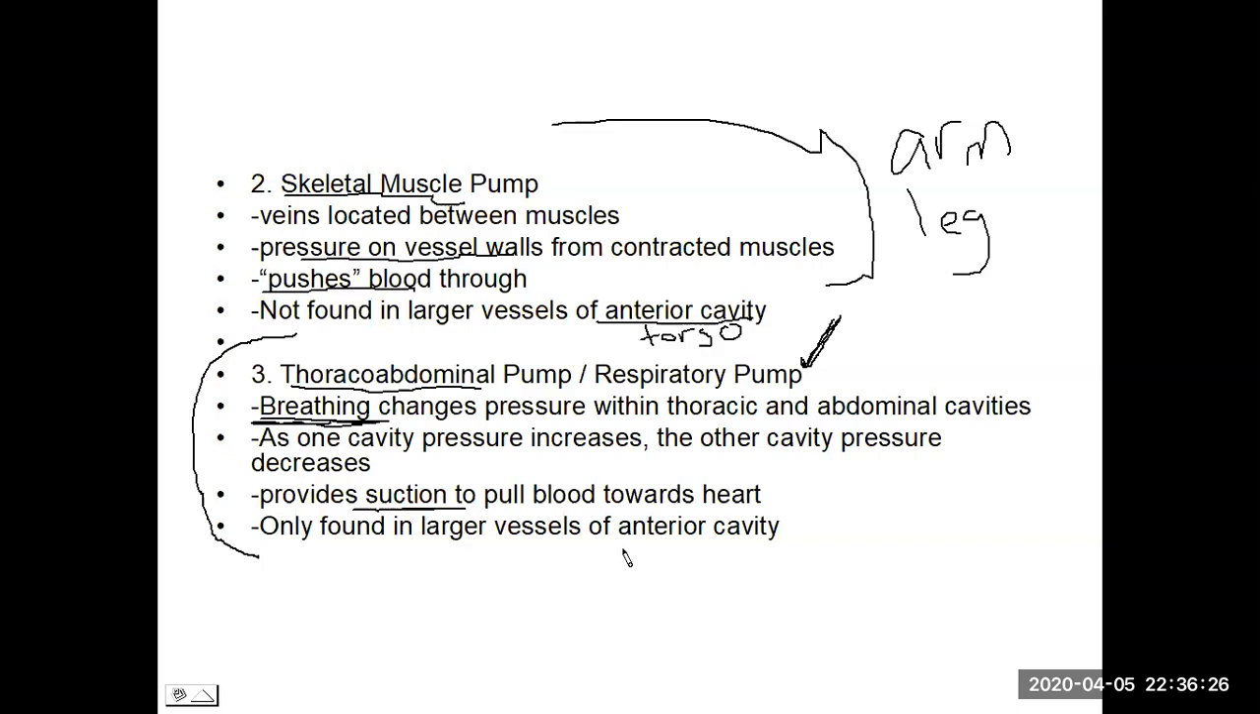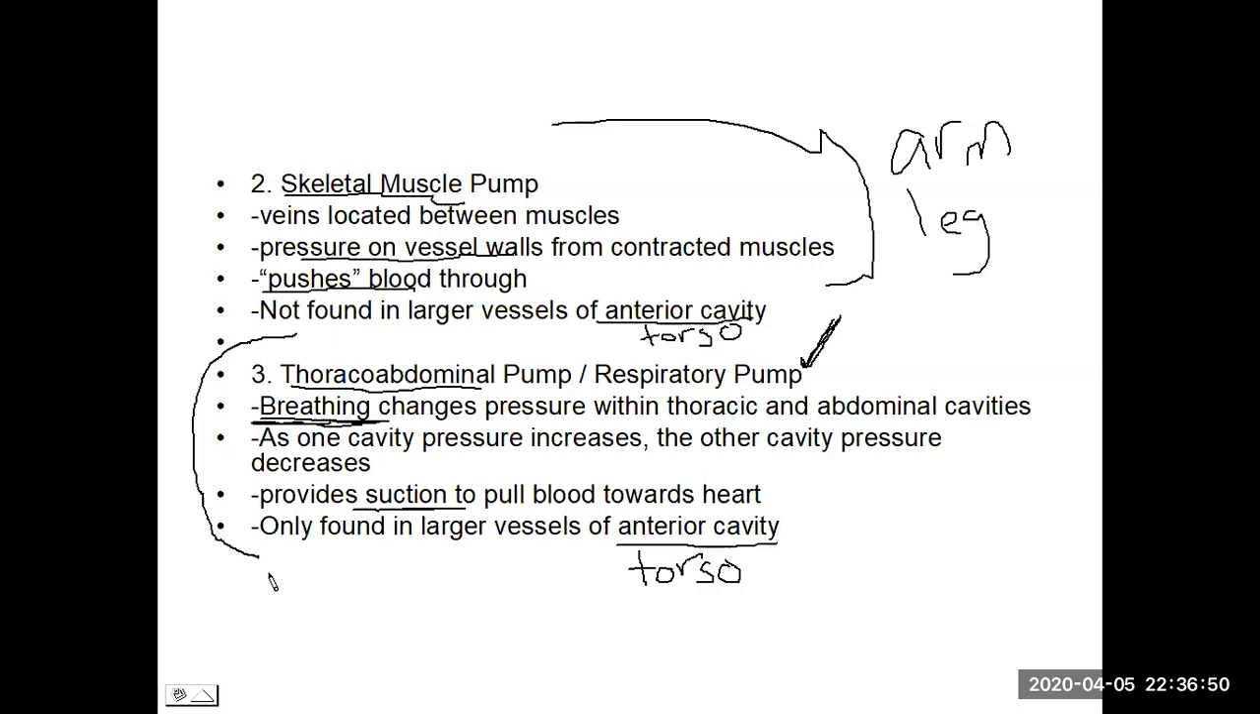So of course, this is now going to affect the veins that are within the torso. So taking a deep breath, you're not only drawing, of course, oxygen into your lungs, but you're drawing increased amounts of blood and pulling it back towards the heart. And that's the effect of this respiratory pump.